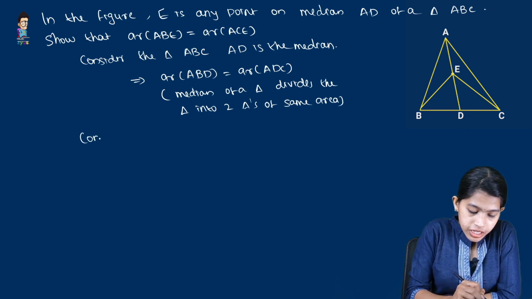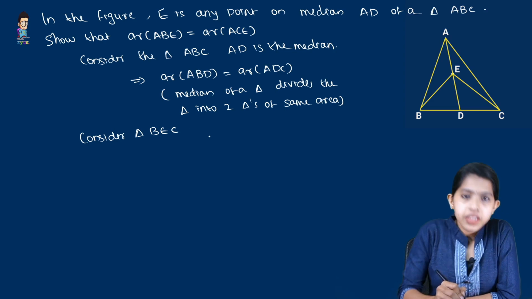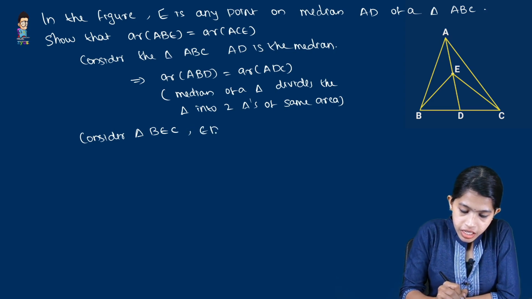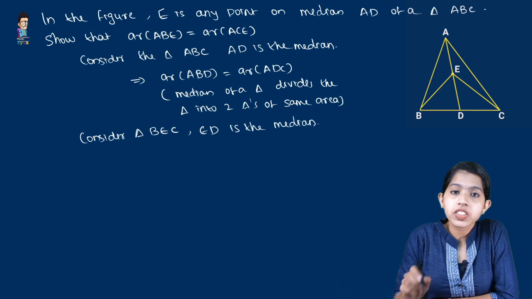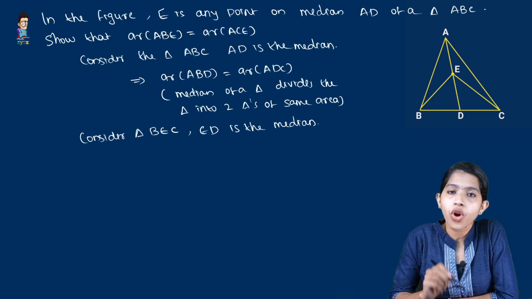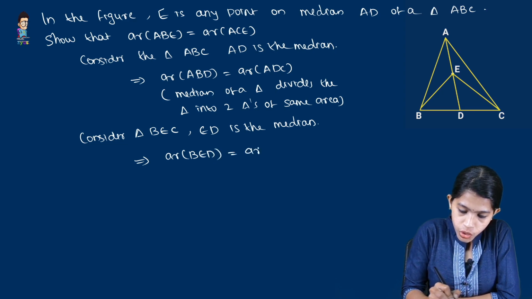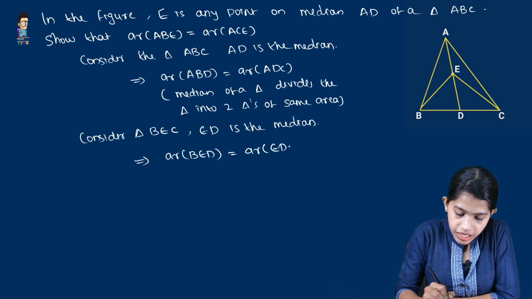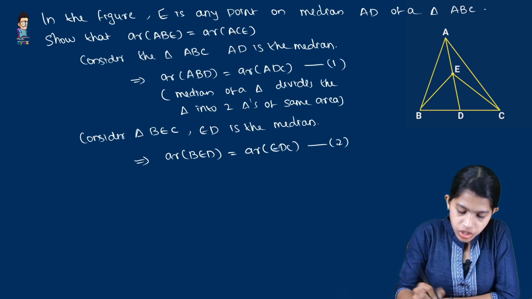Now, consider the triangle BEC. Here, ED is the median. Then, we can say that the median divides the triangle into two triangles of the same area. This implies that area of BED is equal to area of EDC. And this is equation number 1 and this is equation number 2.